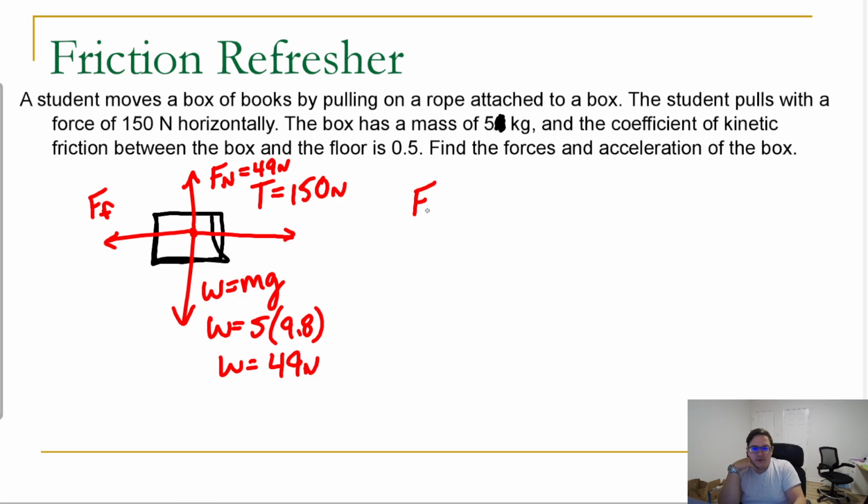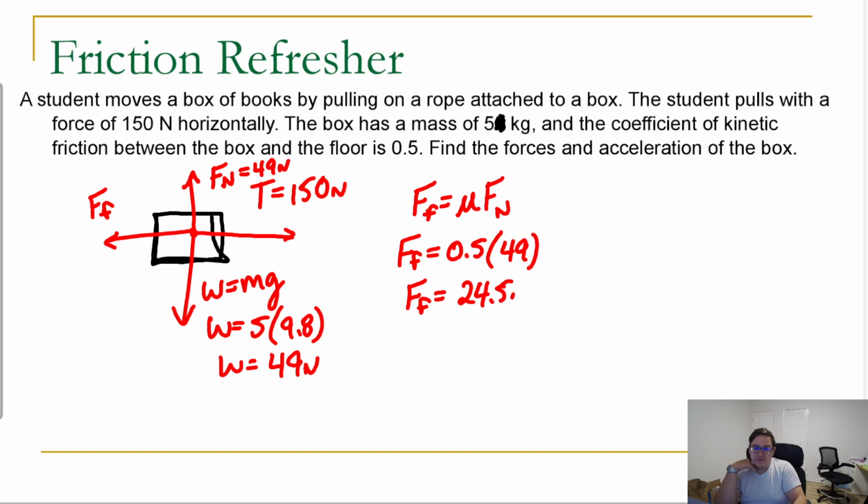Well, what else do we know? We know mu, the coefficient of friction. So we can actually find a number for frictional force, and then we can see if it's accelerating or not. So, frictional force equals mu, 0.5, times force normal, that's 49. 0.5 times 49 is going to be 24.5 newtons. So we find out friction is 24.5. That means not balanced. I've got about 25 to the left, 150 to the right.